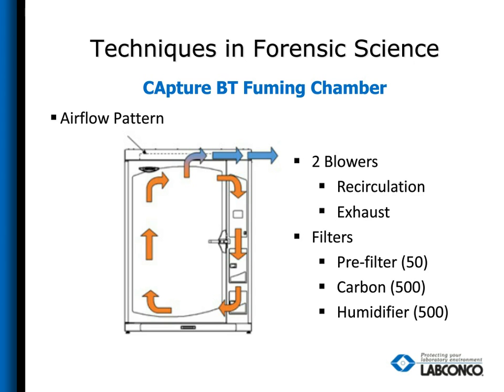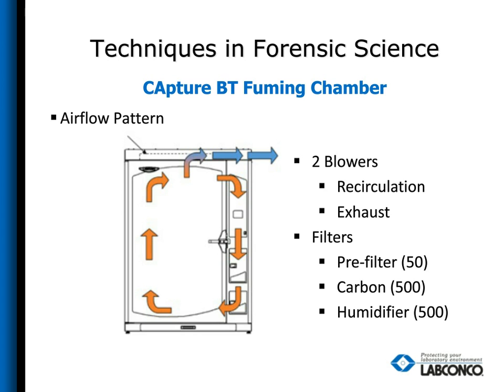The Capture BT features two blowers. One blower is for circulating the air within the chamber during the humidification and CA fuming cycle. The fan speed has been adjusted to ensure there is equal fuming in all areas of the chamber. The other fan is for exhausting the CA fumes out of the chamber at the end of the fuming cycle. The CA fumes are captured in a filter system so that the Capture BT does not need to be exhausted to a duct system.